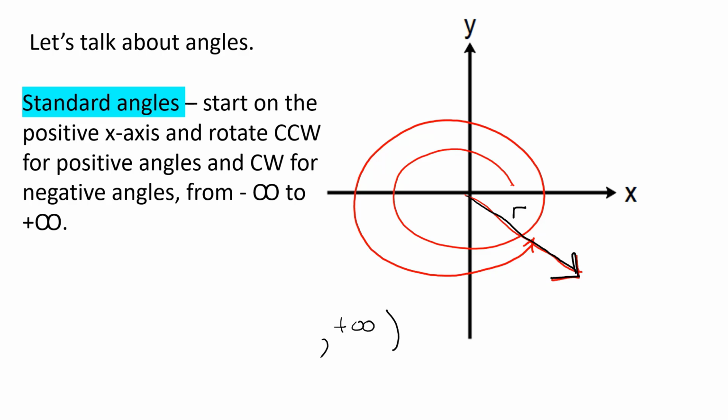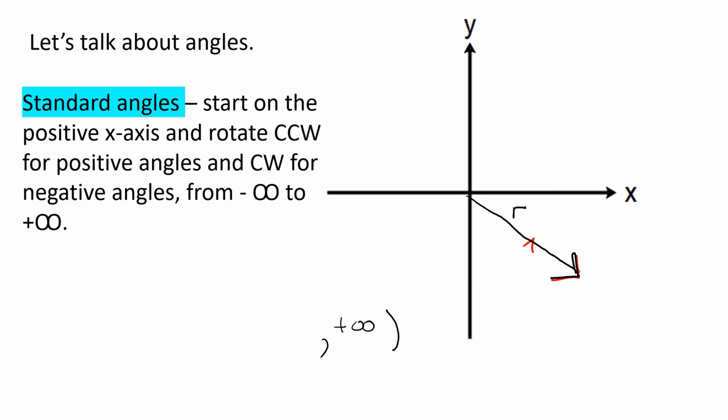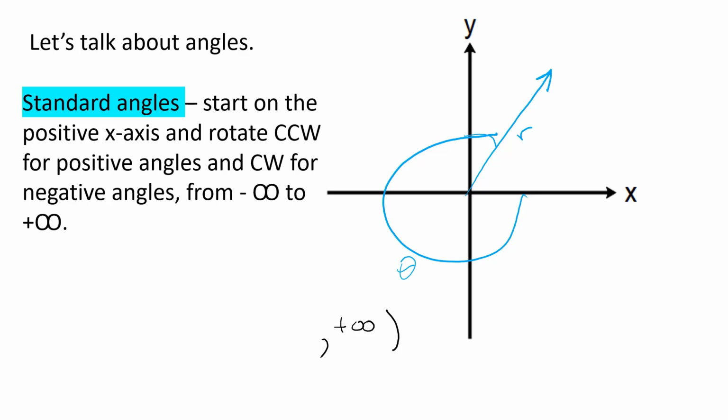So standard angles take on the same values as the real number set. If I want to go in the other direction, that's a negative angle. So let's go this way. There's my vector. There's r. There's my theta. And that would be a negative. And I can keep going round and round until my hand gets tired and go all the way to negative infinity in the other direction.